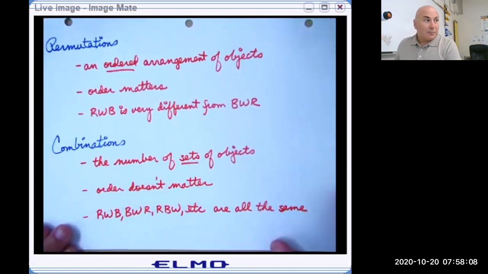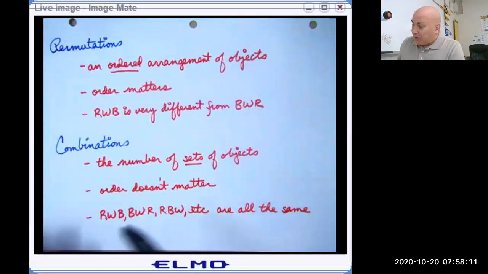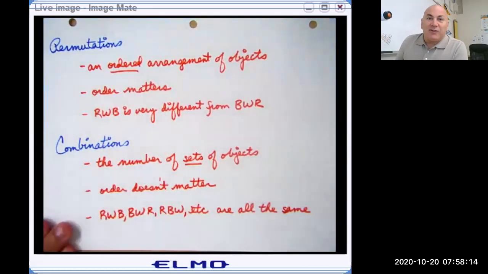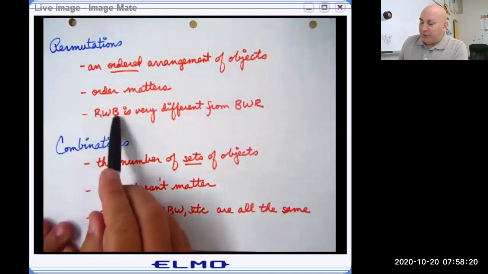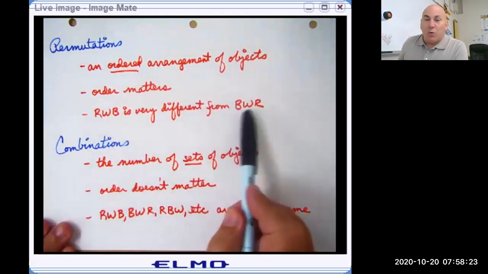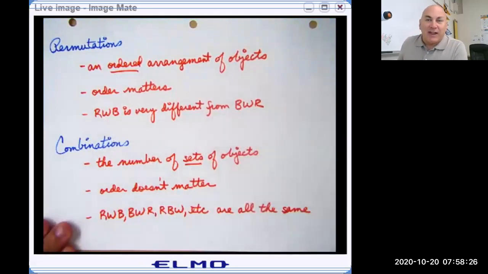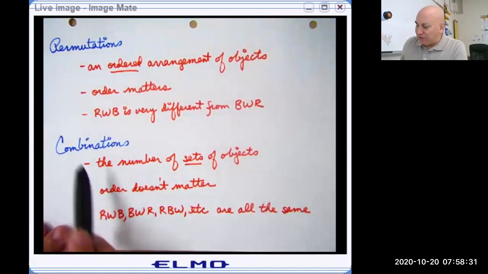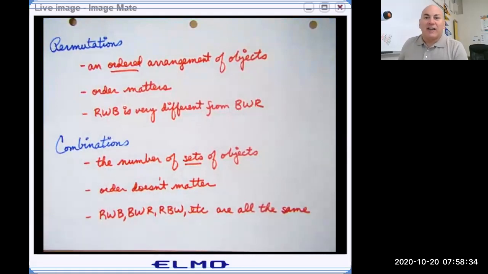So here are some definitions for us. Permutations, we always say order matters. It's an ordered arrangement of objects. So red, white, blue is very different from blue, white, red. If you're talking about stripes on a flag, for instance, those are different in permutations. But combinations, order doesn't matter. We're just talking how many sets of objects. So red, white, blue, blue, white, red, red, blue, white, etc. All of those are the same in combinations.